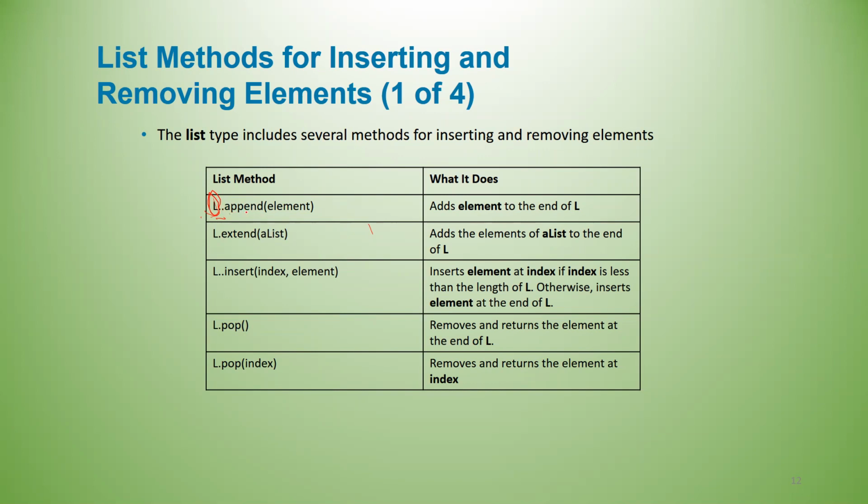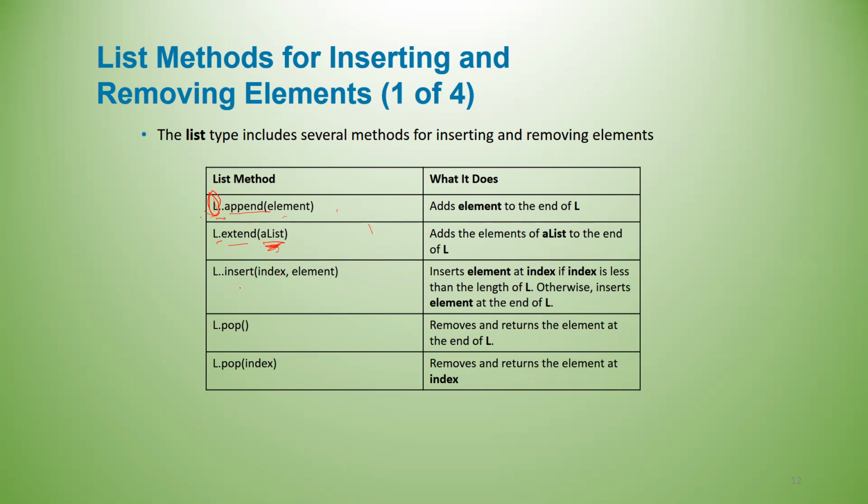So L dot append element. This will add an element to the end of L. That's append. And this one, extend, will add a list to the end of a list. That's the difference. The difference between append and extend is that append adds one element, extend adds a list to the end. Okay, that's the difference.